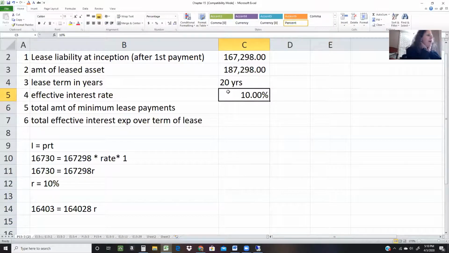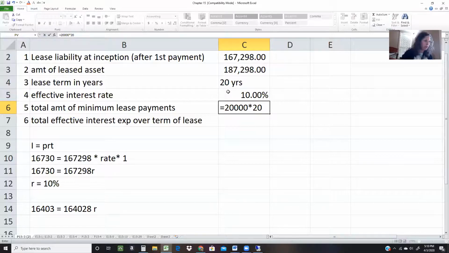What is the total amount of the minimum lease payments? Well, the total amount of the minimum lease payments, you're making payments of $20,000 for 20 years. So 20,000 times 20. So that's the total amount of the minimum lease payments.